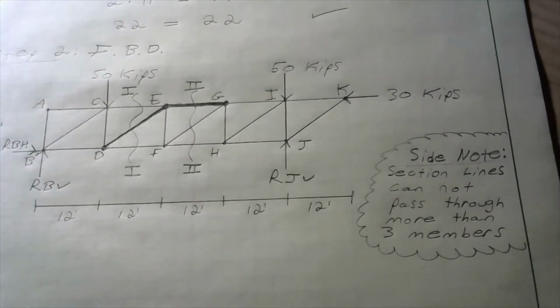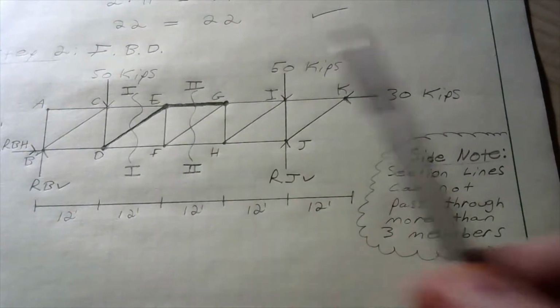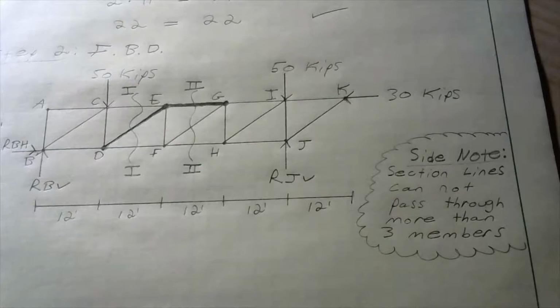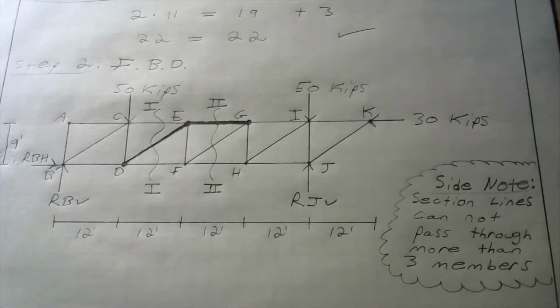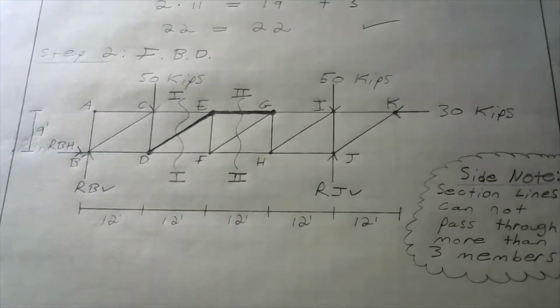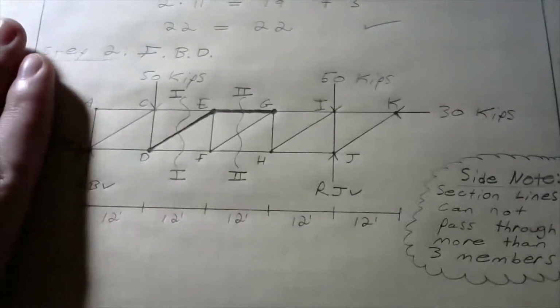There's also a side note here for the section lines that you also will draw to find EG and DE: a section line cannot pass through more than 3 members. So for this problem, you're going to need 2 section lines. What that's going to do is that you're just going to need to draw each section independent of each other, so they won't affect each other. You'll just need to, for section 1 for ED, either take the left side or the right side.